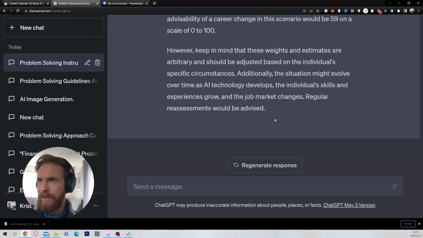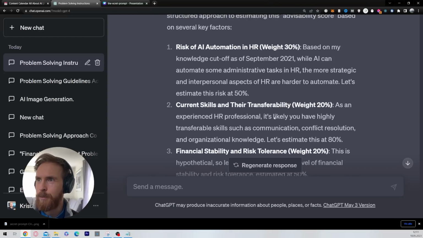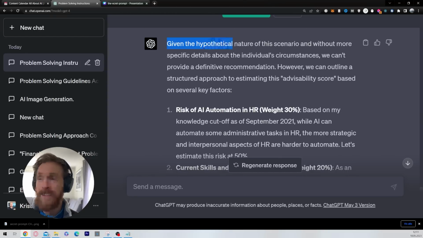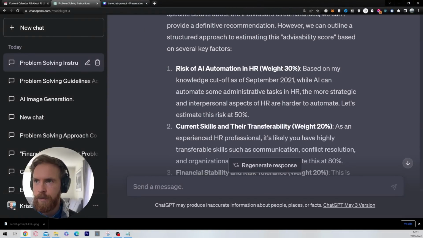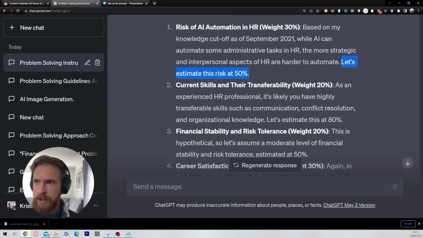This is very interesting. I really like how this was broken down. Given the hypothetical nature of this scenario and without more specific details, we can't provide a definitive recommendation. However, we can outline a structured approach, estimating this advisability score based on several key factors. So the first factor is risk of AI automation in HR. So this is 30% weighted. So yeah, you can read this. It gives it an estimated risk of 50%.